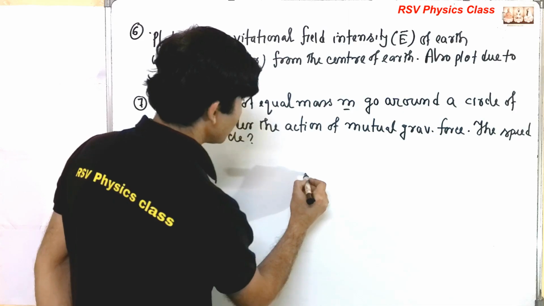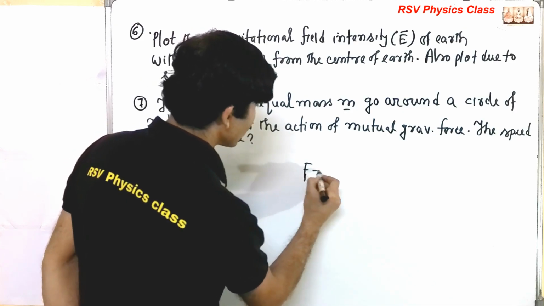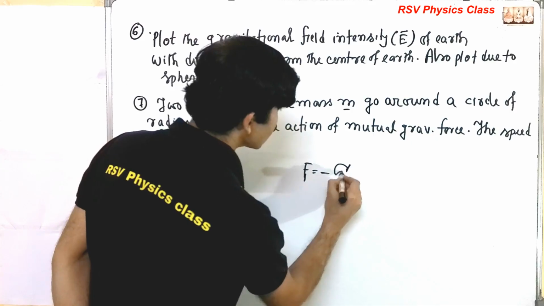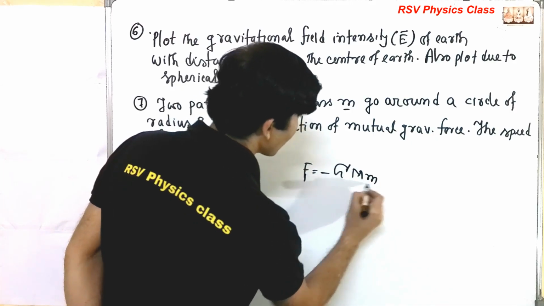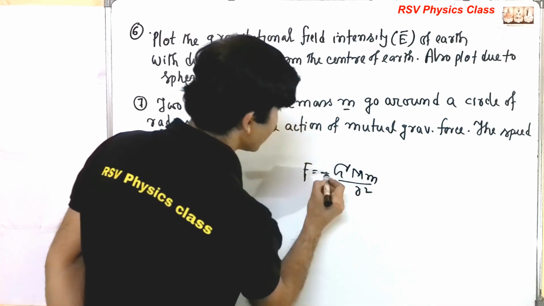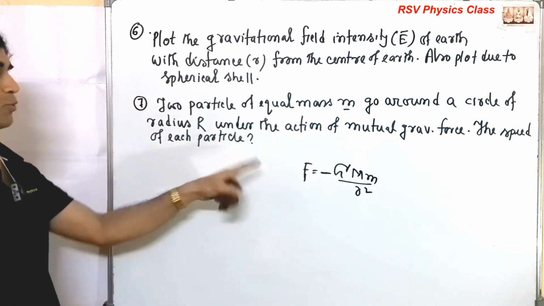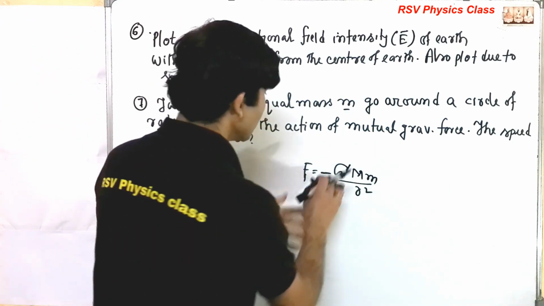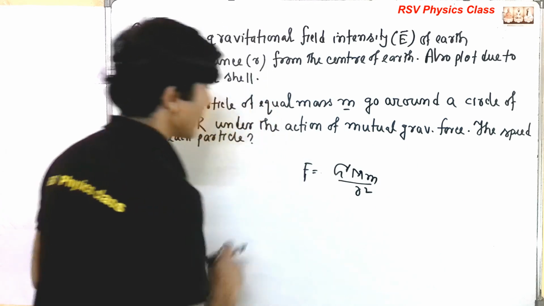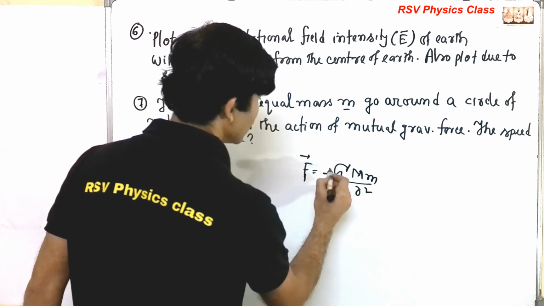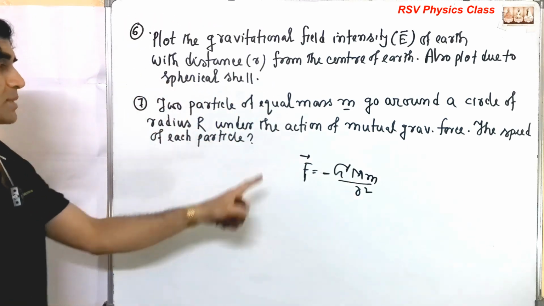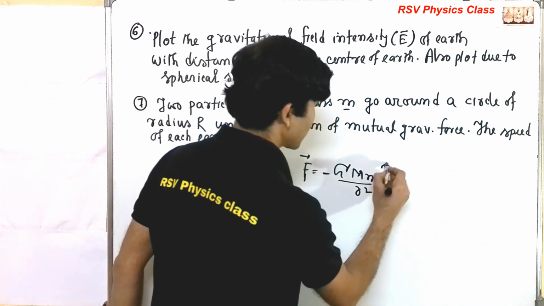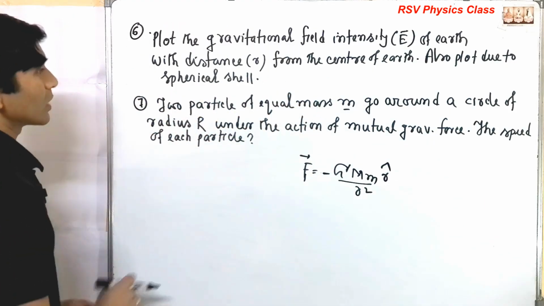So see, gravitational force you can also write as minus Gmm over r square. Why is it minus? This is an attractive force field. And if you want only the magnitude, then you just write it. So in vector form, when you write, you always have to give a negative sign, and this is r cap. Okay.